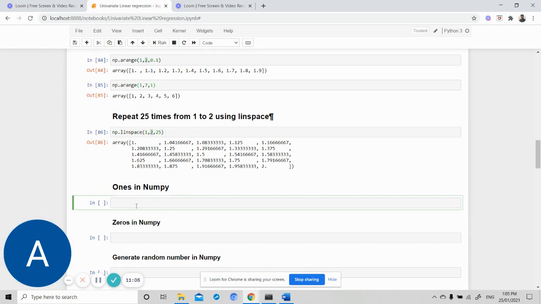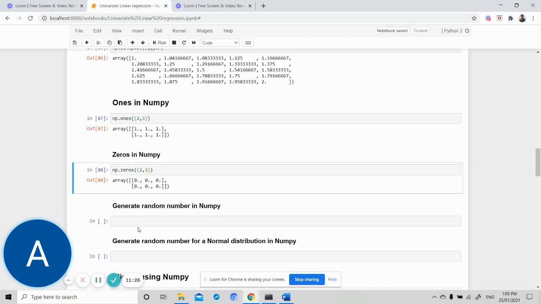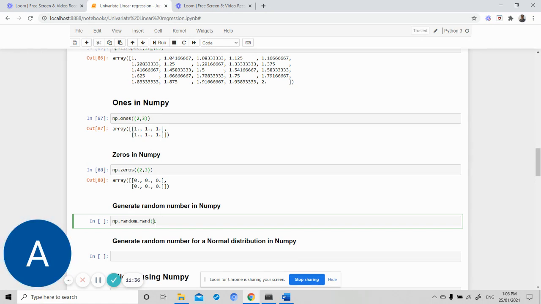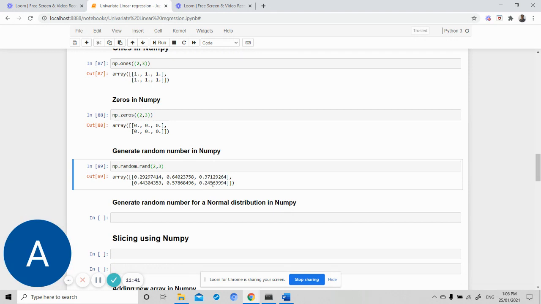Moving to ones in an array, it's quite easy. Say np.ones with double brackets, we need to make sure we keep the double brackets, 2 comma 3. So this is how we create ones. To create zeros, np.zeros with 3 comma 3, this is how we create zeros. If we need to create random numbers, np.random.rand 2 comma 3 gives me random numbers in a 2 by 3 array.